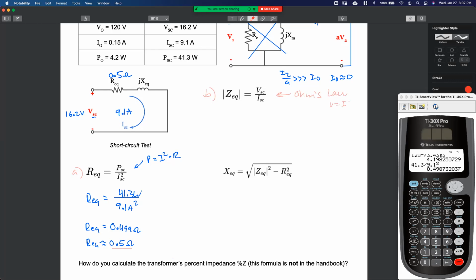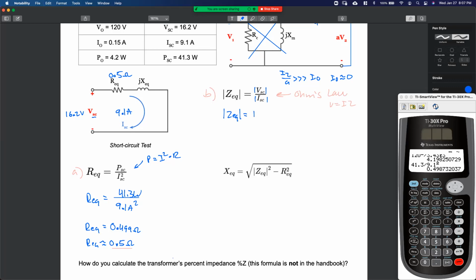V equals I times Z, solved for Z. I know my voltage, I know my current. These are only magnitudes. So here's how it looks in the handbook, but remember, these are magnitudes. If I divide just the magnitudes, what value am I going to get? Am I going to get complex Z, magnitude Z? Am I going to get R? Am I going to get X? If I just divide my voltage magnitude by my current magnitude, I'm going to get my impedance magnitude.